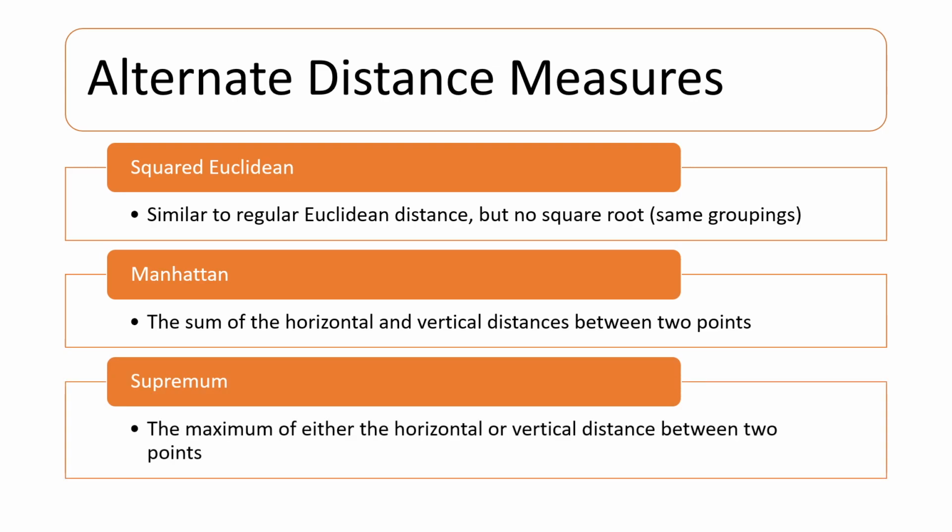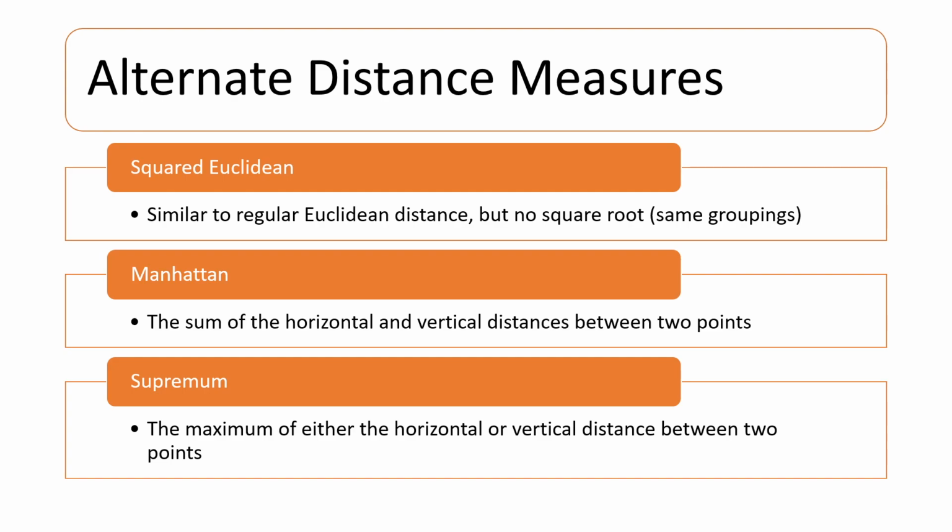The supremum is a third type of distance, and this is where you use the maximum of either the horizontal or the vertical distance between 2 points to calculate the distance. So instead of adding the horizontal and vertical distance together, or squaring the horizontal and squaring the vertical and then adding them together, or squaring both, adding them together, and then taking the square root, instead you just look at which one's bigger, the horizontal or the vertical, and then you just use that distance to define the distance between the point and another point.